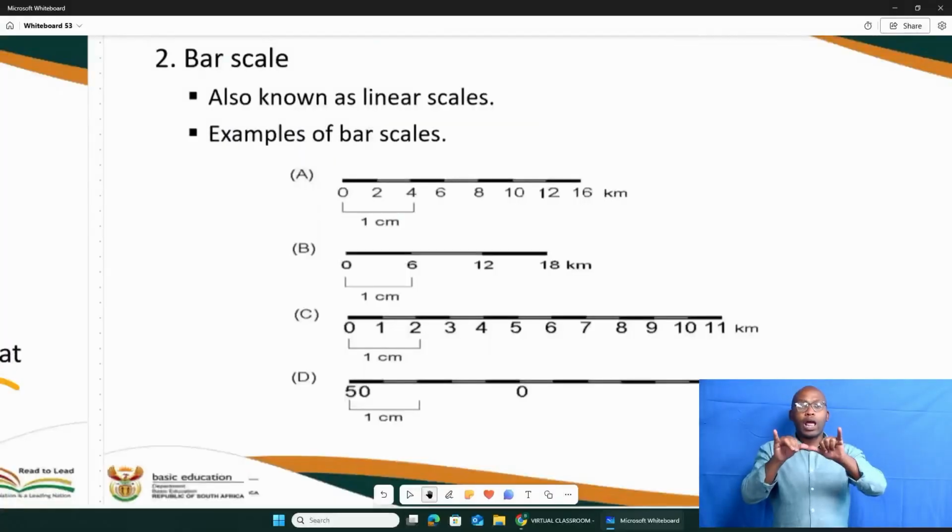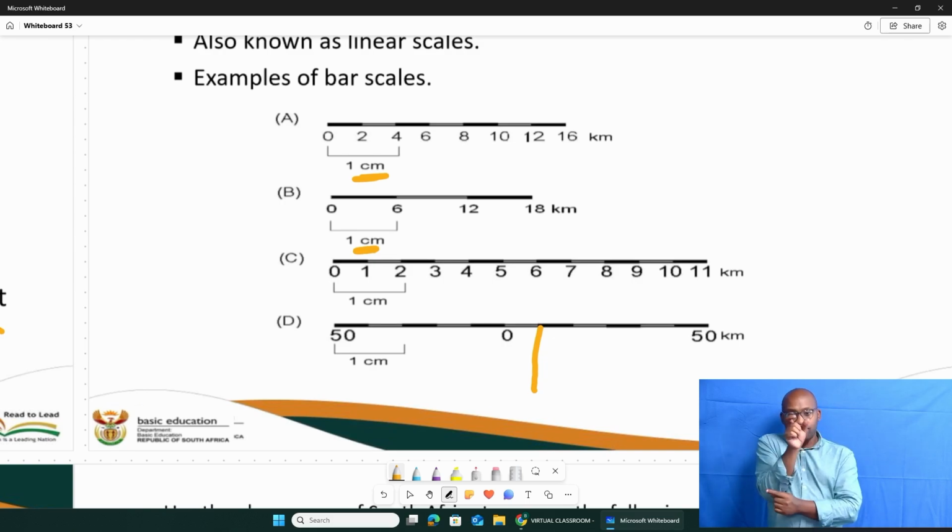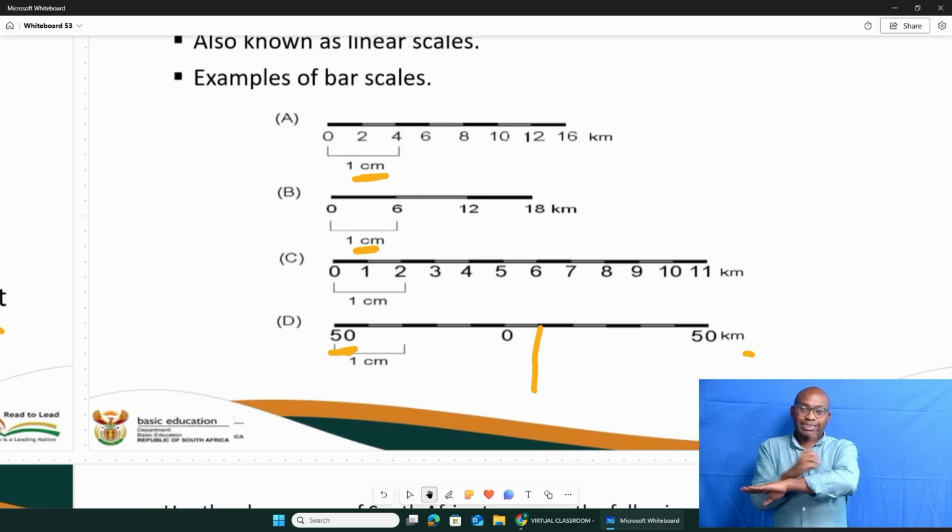The second type of scale is a bar scale, also known as a linear scale. These are examples of bar scales: A is 0, 2, 4, 6, 8, 10, 12 and 16 kilometers. B is 0 to 6, and they also show 1 centimeter in between. On scale D, for example, 1 centimeter represents 50 kilometers.